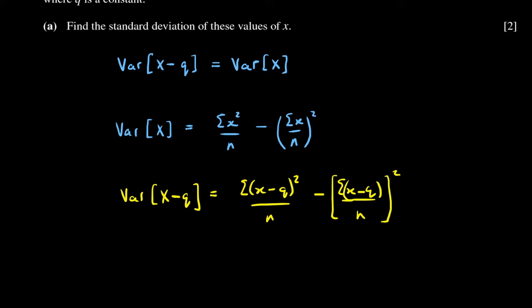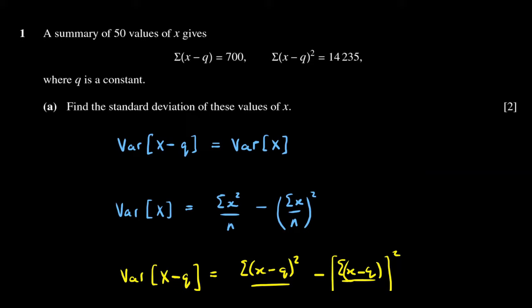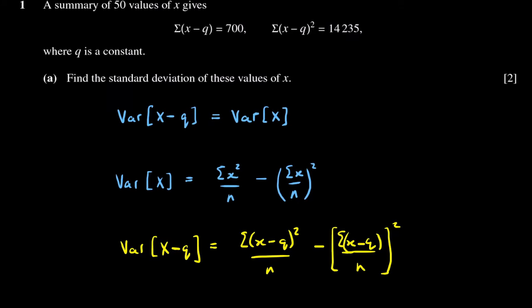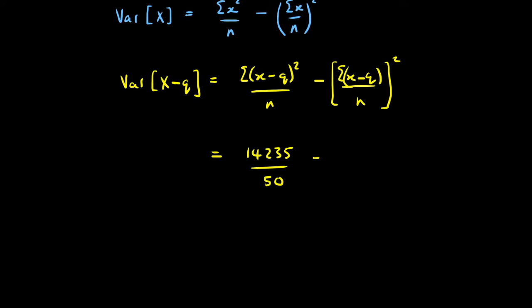Well, we know the summation of x minus q squared because we're given it in the question. It's 14235. So we've got 14235 divided by 50. And we also know the summation of x minus q, that's 700. So here we've got 700 upon 50 all squared. So then the issue just becomes typing these numbers into a calculator, which is exactly what I'm going to do. So I will do 700 divided by 50, okay, all squared.